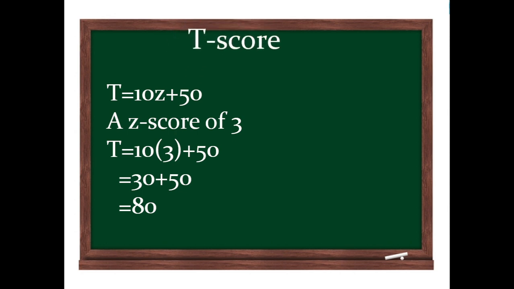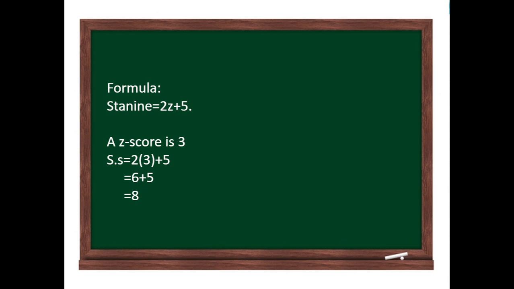Ngayon po, dito po tayo sa stanine. So dito po sa stanine, same din po siya, but iba na din po yung constant term niya. So ang formula ng stanine is 2z plus 5. So S is equal to 2 times 3 plus 5 is equal to 6 plus 5 is equal to 8.